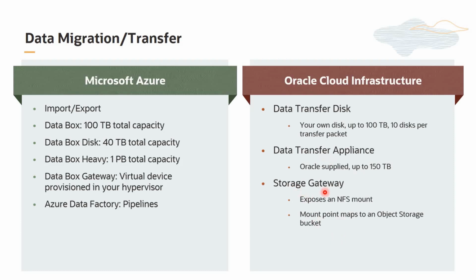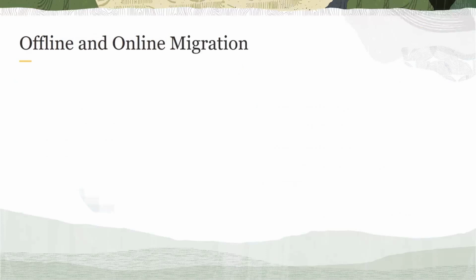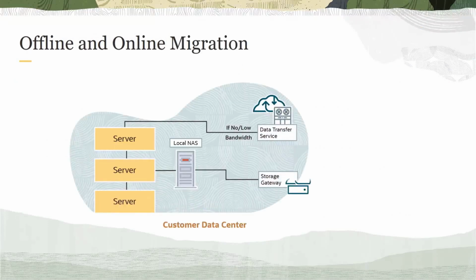Disk-based data transfer requires you to purchase the disk used to transfer the data to Oracle Cloud Infrastructure. The disk is going to be shipped back to you once the data is successfully uploaded. In appliance-based data transfer, Oracle supplies the transfer appliance and software that is required to manage the transfer. And the third option is storage gateway, a cloud storage gateway that lets you connect your on-premises applications with Oracle Cloud Infrastructure. Applications that can write data to an NFS target can also write data to the Oracle Cloud Infrastructure object storage. And as you can see in the slide, there are two options.